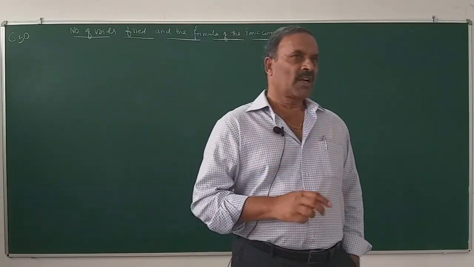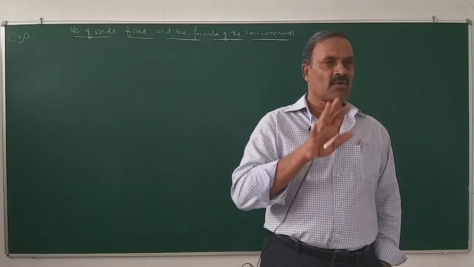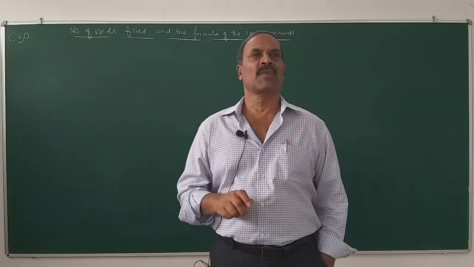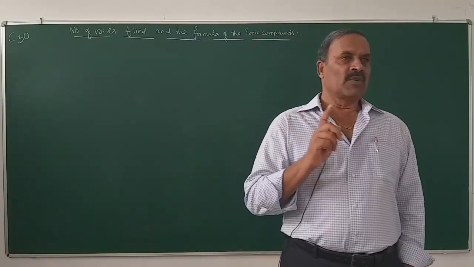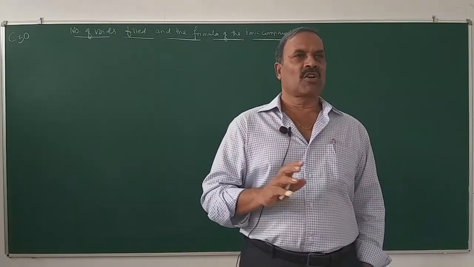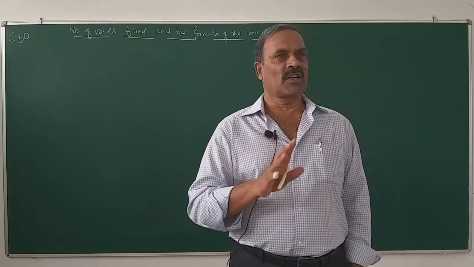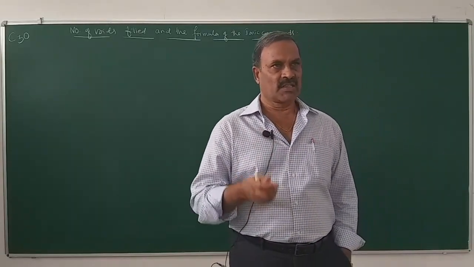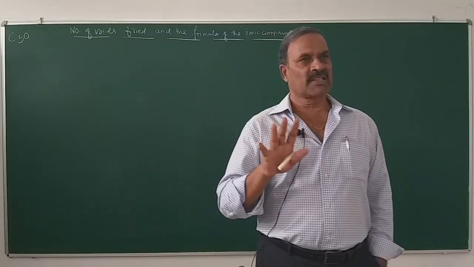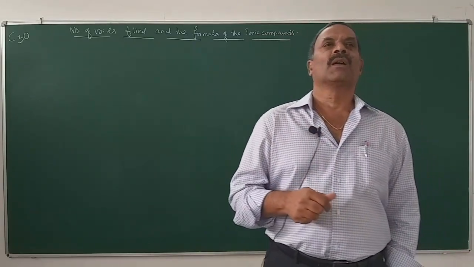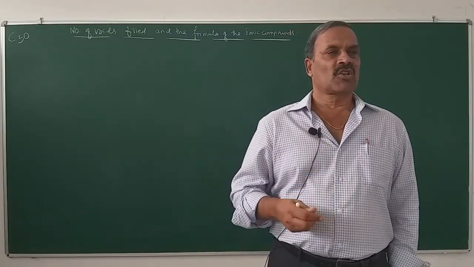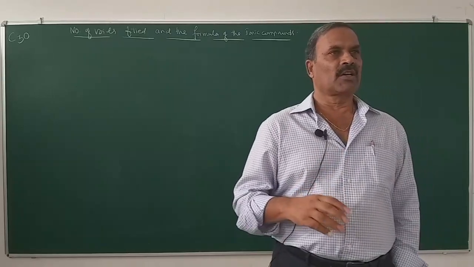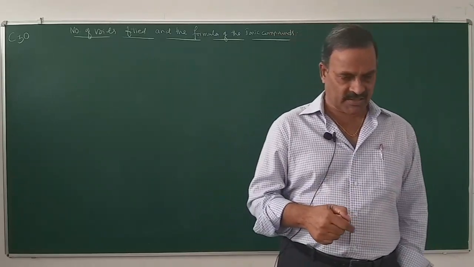So what are tetrahedral voids? The voids surrounded by four spheres which are directing towards the corners of a regular tetrahedron are called tetrahedral voids. And then octahedral voids, the voids surrounded by six spheres directing towards the corners of a regular octahedron are called octahedral voids.